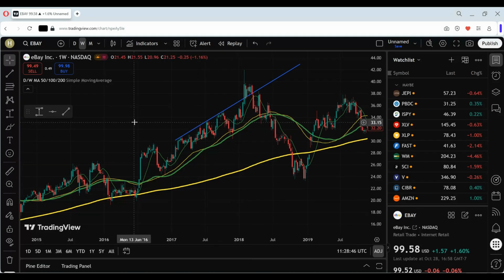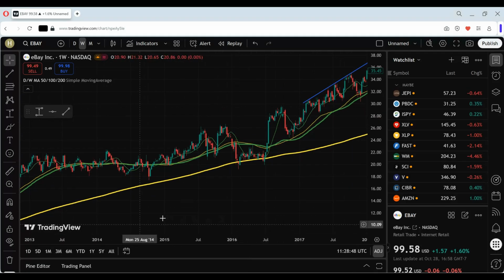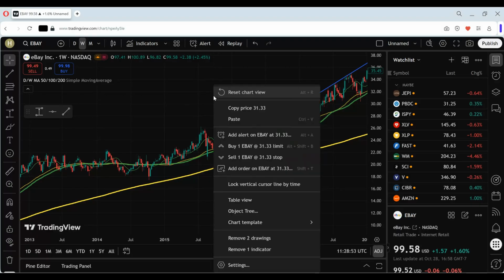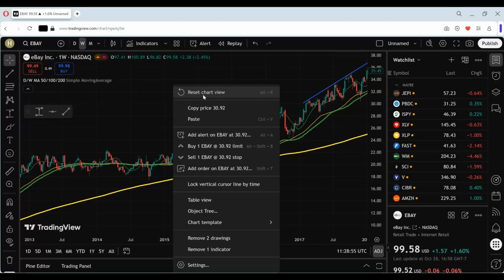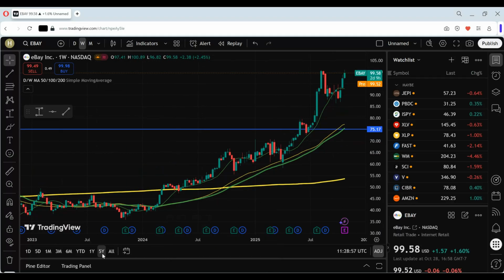And if ever your chart gets off into different years and you want it to reset, you just right-click on the black part of the screen and just hit Reset Chart View. You can go back to your 5-year or whatever you want.